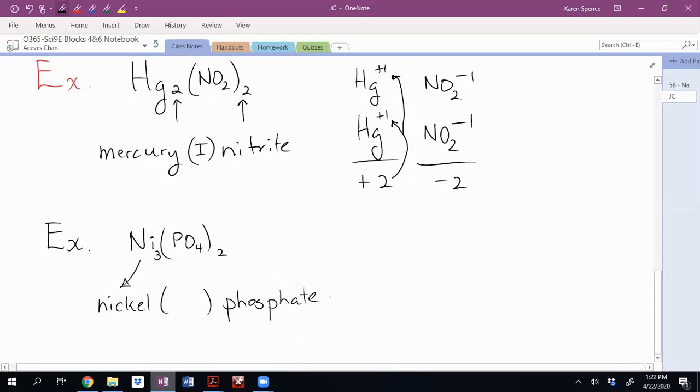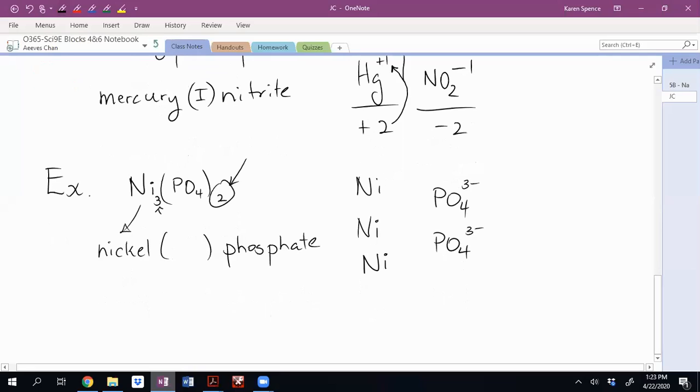How do we know the charge of the nickel? Draw out your nickels. We have 3 of them this time. 3 nickels. 1, 2, 3. Draw out your phosphates. How many phosphates? This time we have 2 of them. PO4. Look up your charge of phosphate. It is 3 minus.